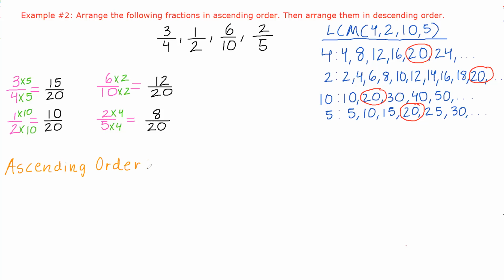So what is the smallest one? 2 over 5. Very good. That's the smallest one. So it's going to be 2 over 5. After that is what? After 2 over 5 is what? What's the next one?